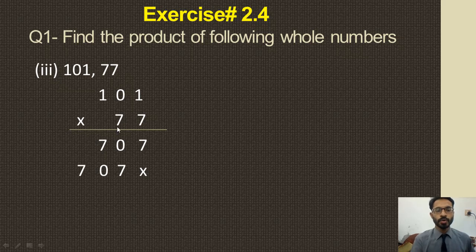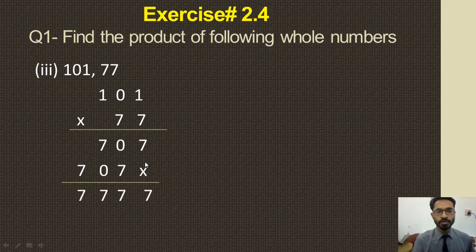After that, before multiplication of 7 with 1, 0 and 1, first we will put cross sign under 7. After that, we will multiply 7 with 1, 7 ones are 7 and this 7 will be written under 0. After that, 7 will multiply by 0, 7 0s are 0 and this 0 will be written under 7. After that, 7 will multiply by 1, 7 ones are 7 and this 7 will be written on the left hand side. After that, we will add them.